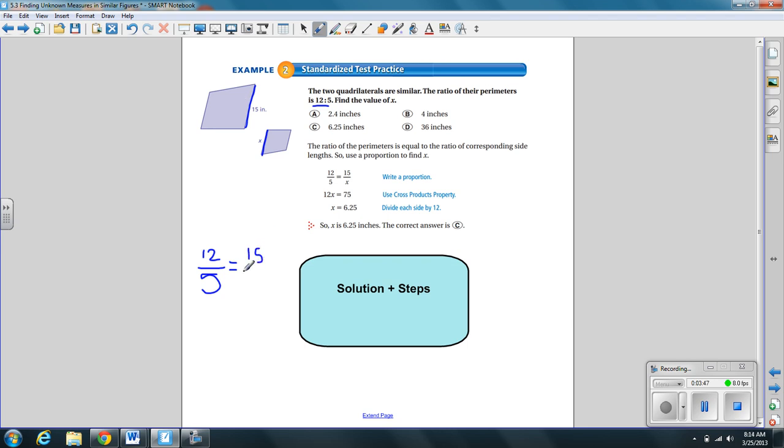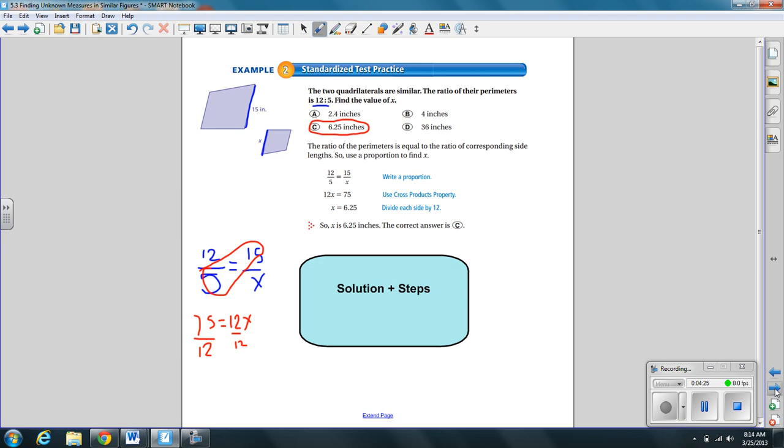15 to x. And using your skills of solving proportions, we know that 15 times 5 is 75, and 12 times x is 12x. To isolate our variable, we divide both sides by 12. And using your calculator, 75 divided by 12 gives you 6.25. So your answer would be letter C.